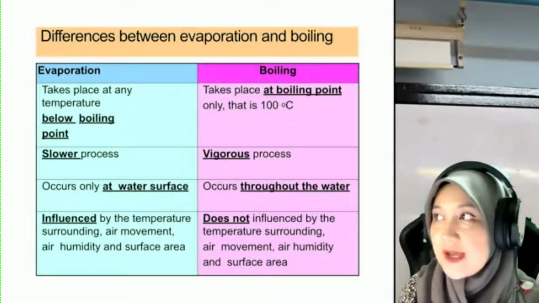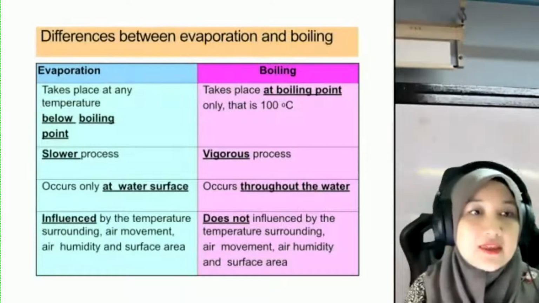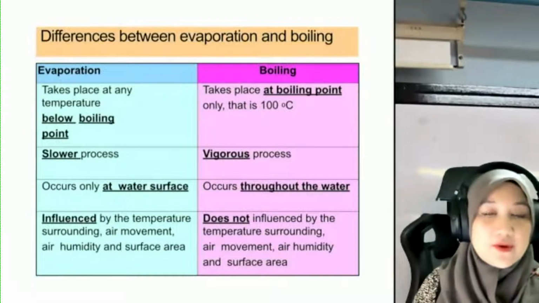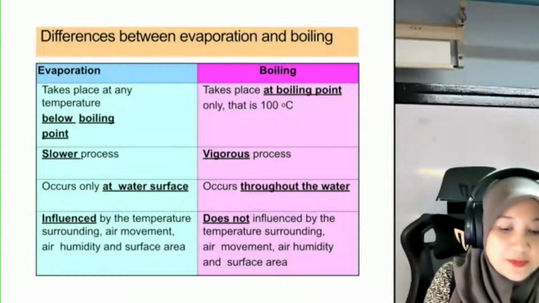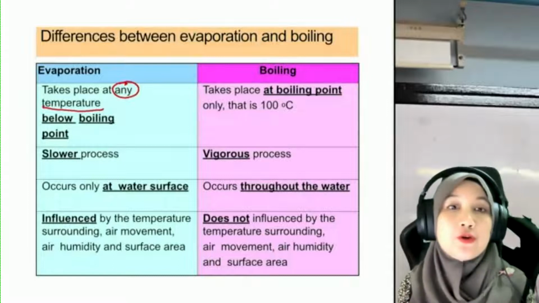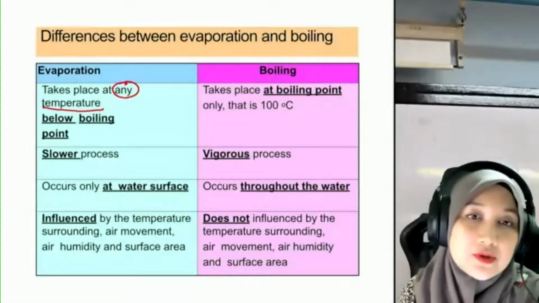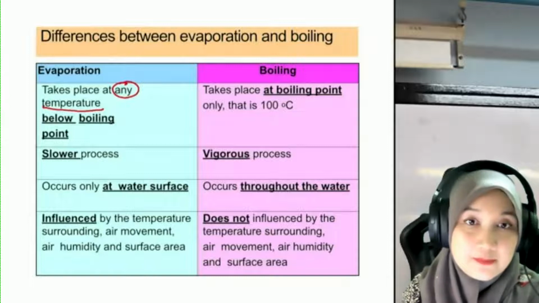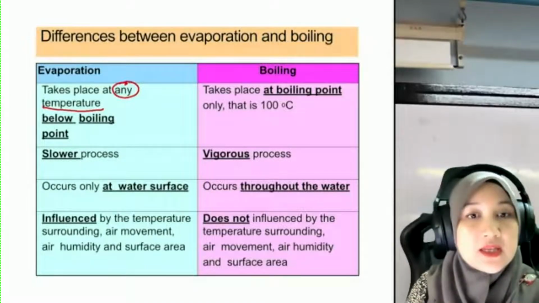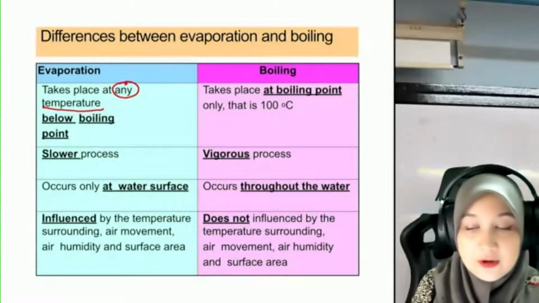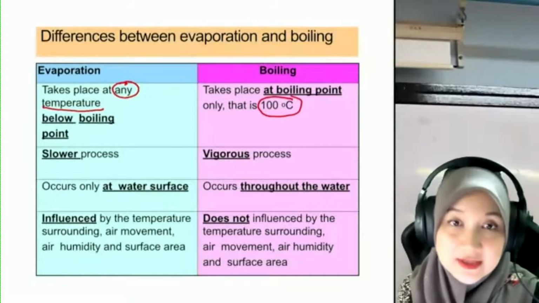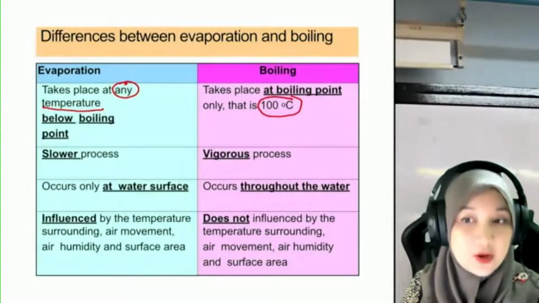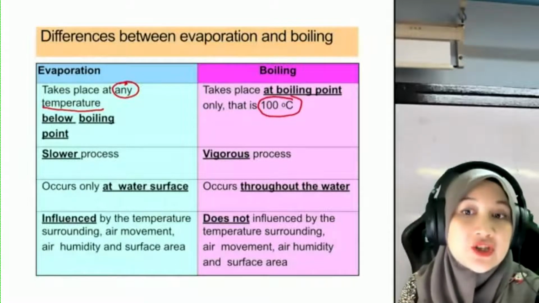Okay, let's stop for a while. Let's have a look at this. What is the difference between evaporation and boiling? Look at here, evaporation takes place at any temperature, guys. It does not need a specific temperature. But for boiling, the substance or liquid needs to reach a temperature of 100 degrees Celsius before it boils. That is the major difference, okay?